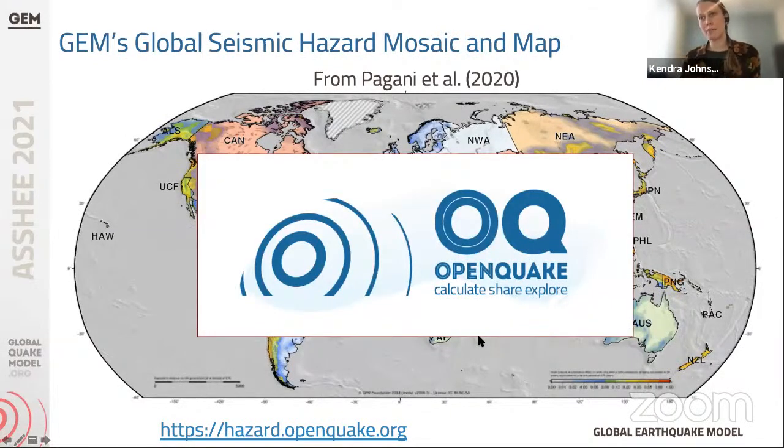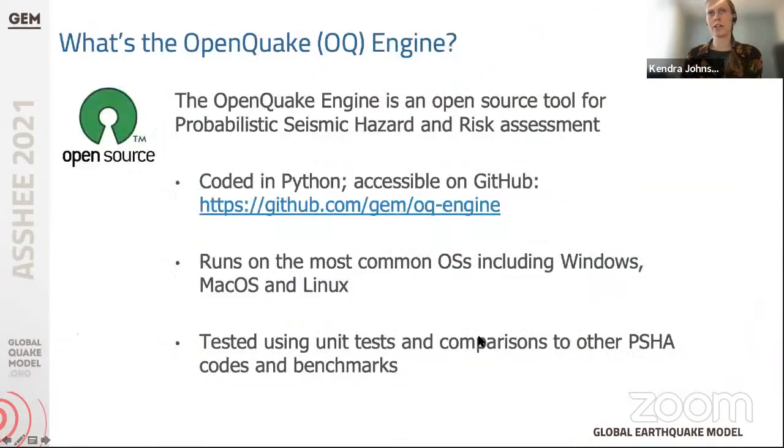I've mentioned a couple times now the OpenQuake engine. And what is the OpenQuake engine? This is the software developed by the GEM Foundation. It's an open source tool for probabilistic seismic hazard and risk assessment. Today we're just focusing on seismic hazard, but I want to make known that there's a risk component as well. The engine is coded in Python, and it's accessible on GitHub at the link listed here.